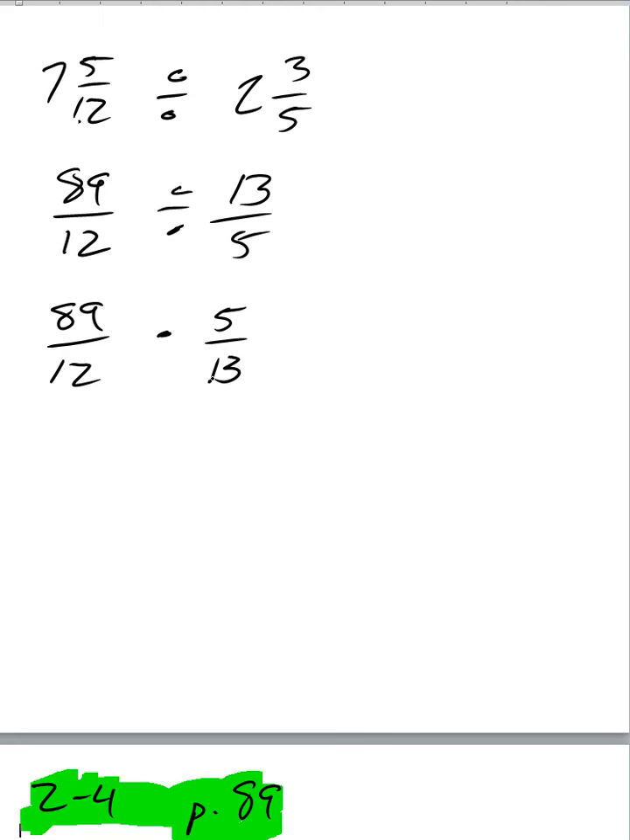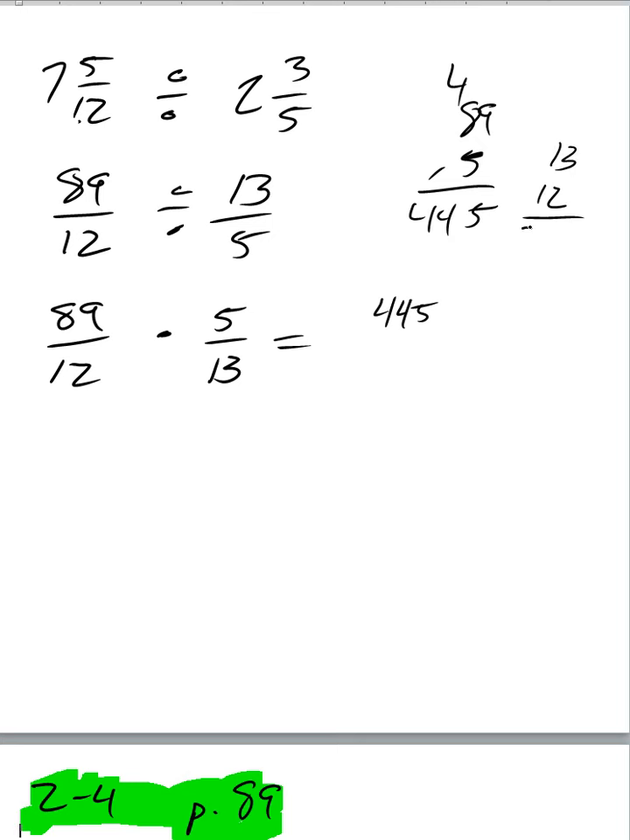Now I just multiply across. I don't see anything I can reduce here at all. So I'm going to have to take 89 times 5. 9 times 5 is 45. 5 carry the 4. 5 times 8 is 40 plus 4, that's 44. So we got 445 over 13 times 12. Now 2 times 13 is 26, and 130, I add those together, I get 156. So I got 445 over 156. This is just an ugly looking answer, but I think it's right though.